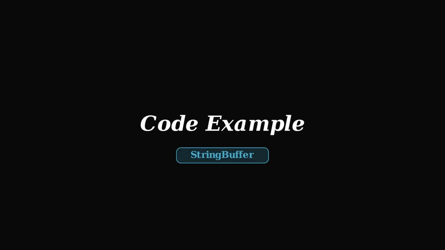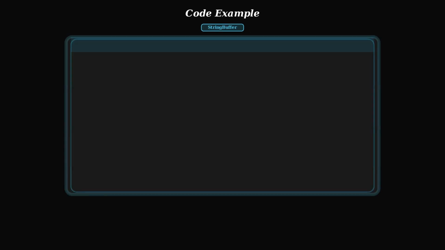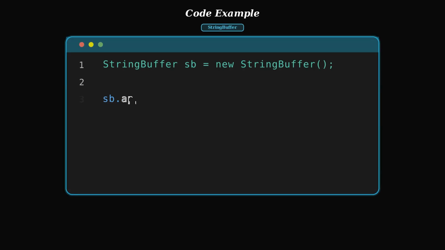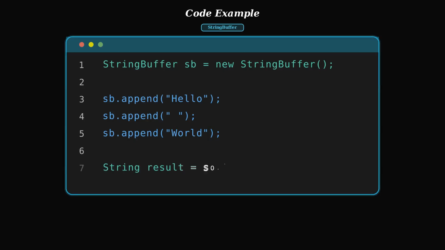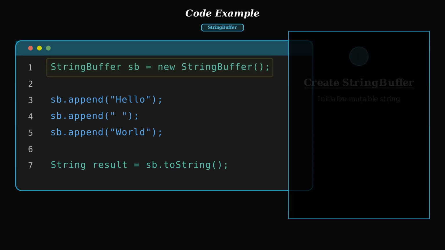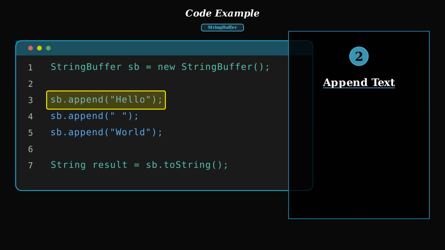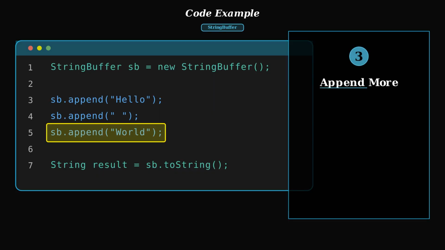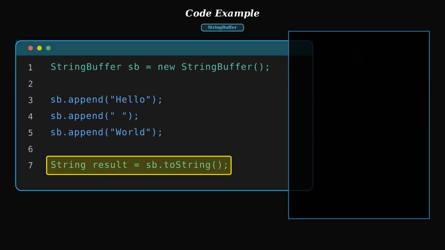Let's see how to implement StringBuffer in code. Here is the implementation. Create StringBuffer. Initialize mutable string. Append text. Add hello to buffer. Append more. Add world to buffer. Convert to string. Get final string result. Now let's see the output of this code.